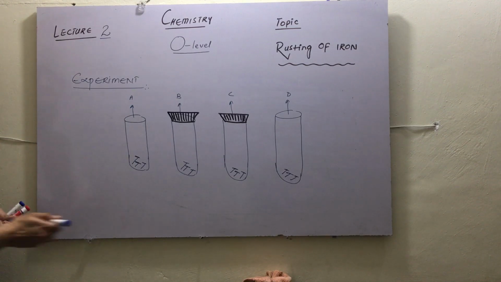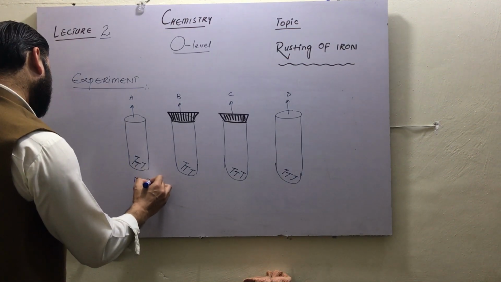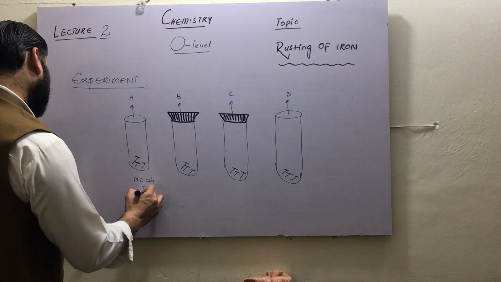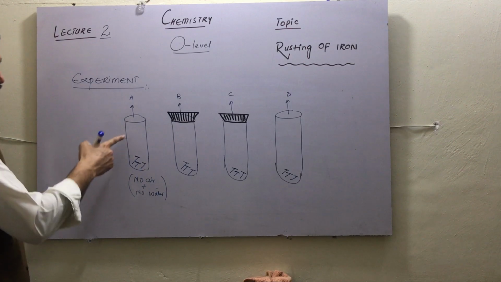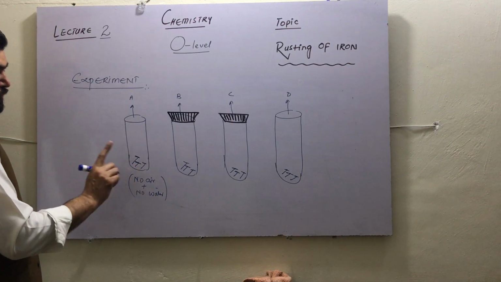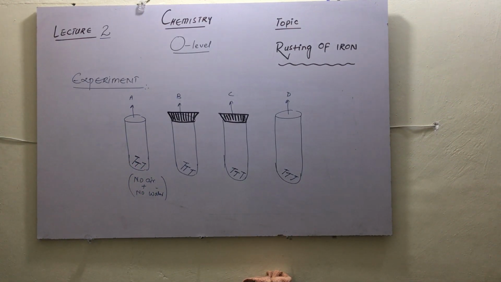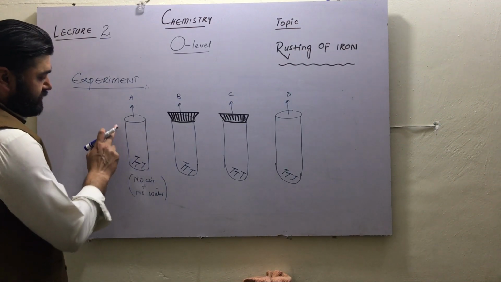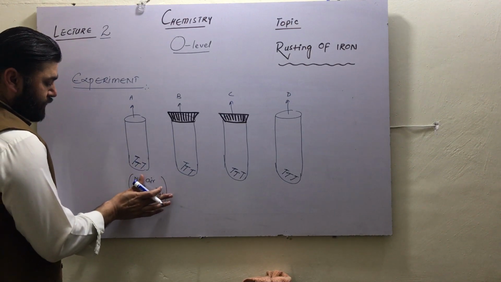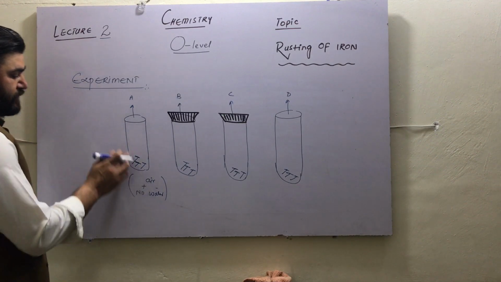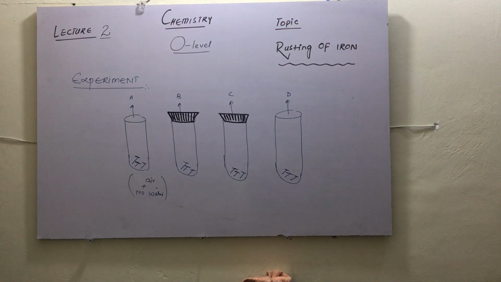In here there is iron nail, but no air. Here no air, no water. In the test tube there is no air, no water, means we have introduced nothing. Initially there is no air and no water, and whenever we just put nails, still there is no air and no water.